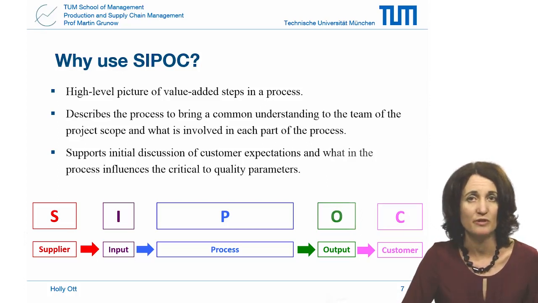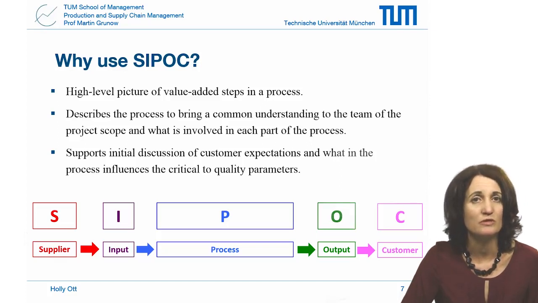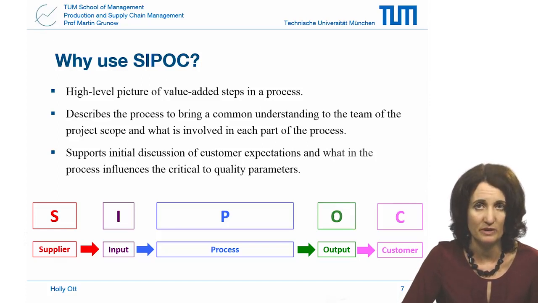Disadvantage is that the SIPOC is very top level. It doesn't show any time ordering or process structure dependencies, and the process details can be indeed very sparse.